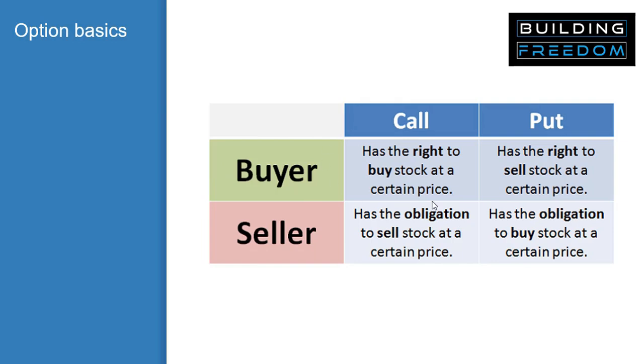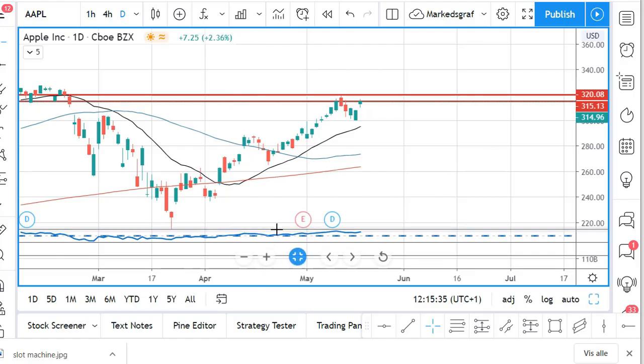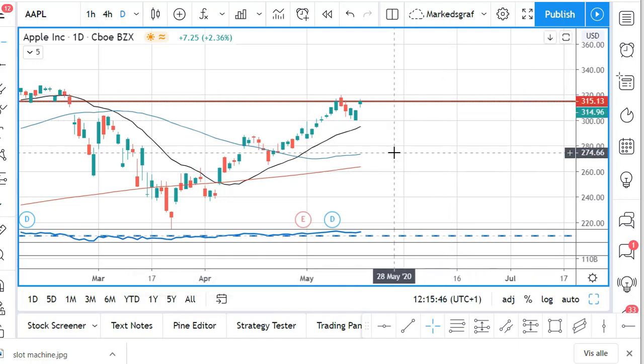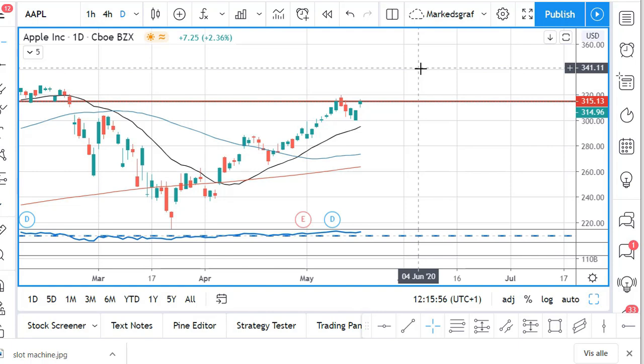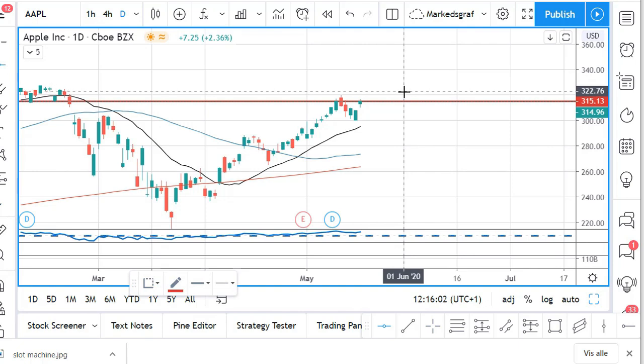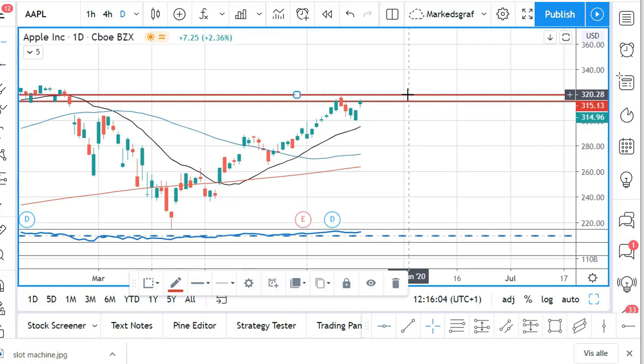Now, if I'm buying a call option, then I'm buying a right to buy a stock at a certain price. Let's have a look at a chart to make it a bit more real life here. I'm taking the Apple stock here, and right now the Apple stock is at just around $315. Now, if I am bullish and I think that the Apple stock should go up in price to at least 340, then I could say I want to buy this stock cheaper, and I could buy a call option at the strike price of 320.